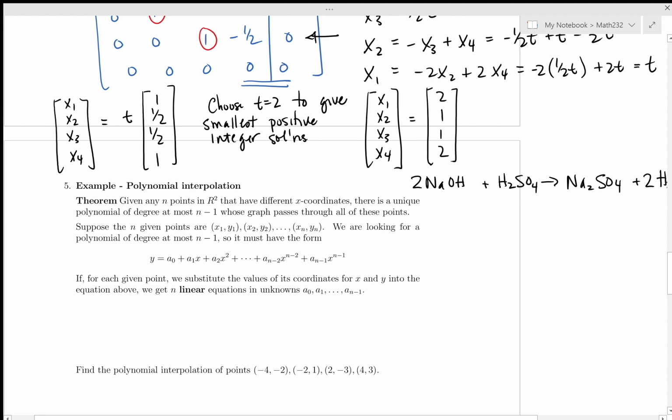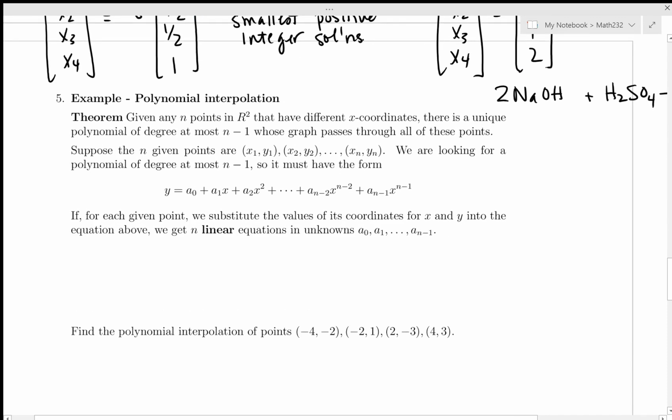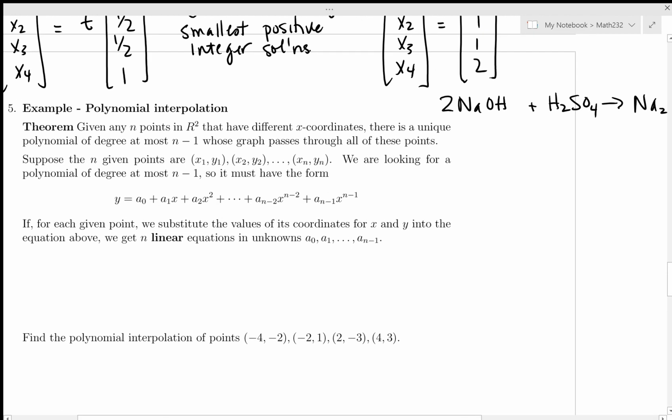So if we understand well how polynomials operate, we can often use that to see how numeric data is working, or other types of function data too. So this is actually just the tip of the iceberg of quite a big topic, polynomial interpolation. Okay, so what are we going to be doing here? We're saying that given any n points in R2 that have different x coordinates, there is a unique polynomial of degree at most n minus 1 whose graph passes through all of these points. Okay, so let's look at a couple of examples so we understand what that theorem is telling us.